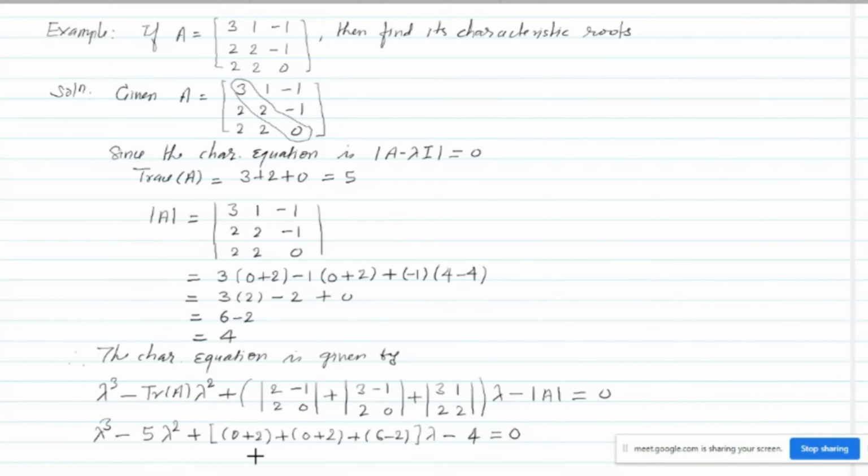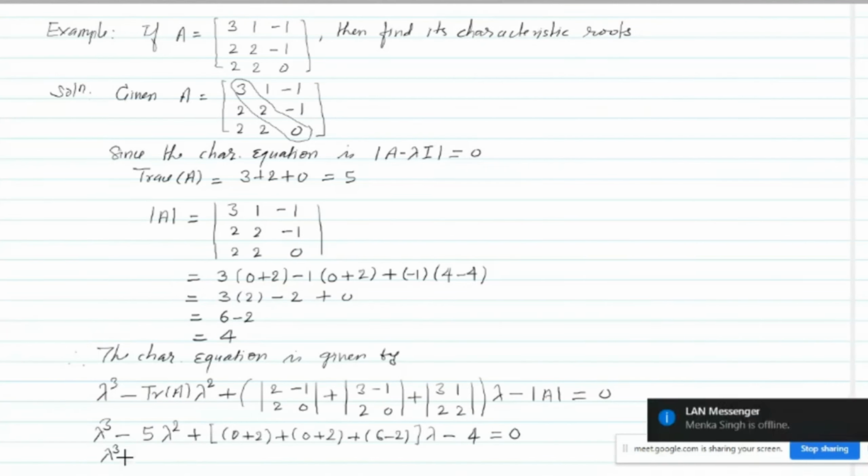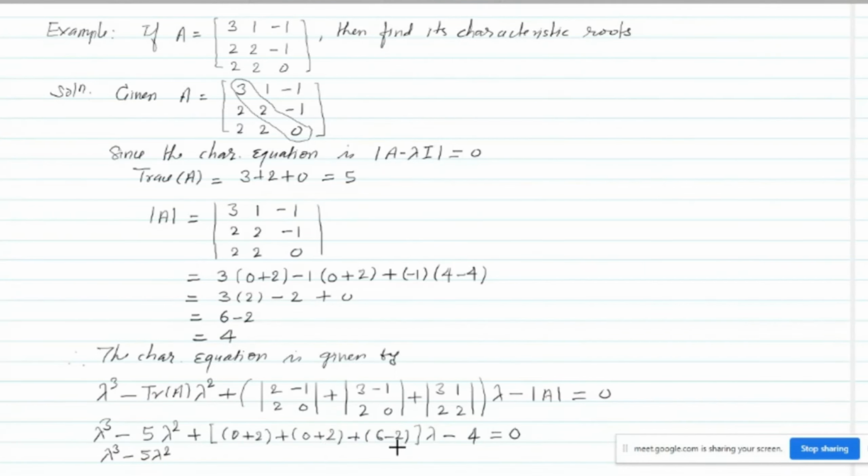Let me write it here, you will see. So this is lambda cubed minus 5 lambda squared, just simplify this. 2 and 2 is 4, and 4 is 8, plus 8. 6 minus 2 is 4, 4 2 6 and 6 2 8, you got it? 8 will come, this is 8 lambda minus 4 equal to 0. Okay, so this is what? This is your characteristic equation.